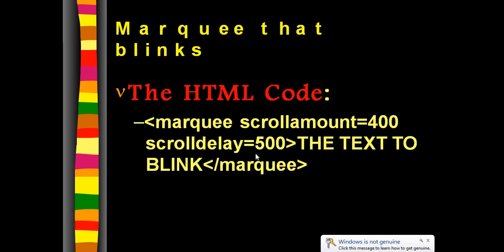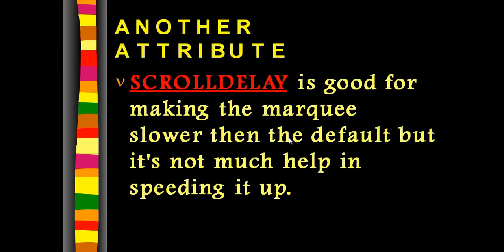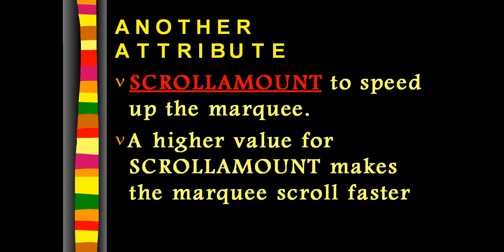Next is scroll amount. It specifies the speed of the marquee. Scroll amount specifies the speed, and scroll delay specifies how long to delay between each jump. So next are different examples with direction left or direction right. Then scroll delay is good for making the marquee slower than the default, but it's not much help in speeding it up. So scroll delay is basically used for how much delay you want between each jump, and scroll amount specifies the speed of the marquee text.